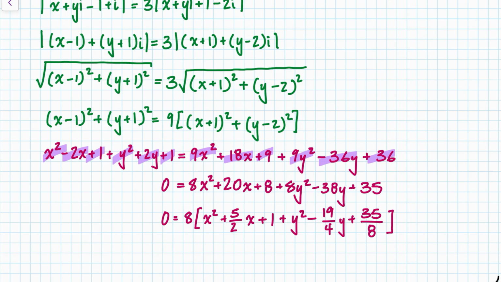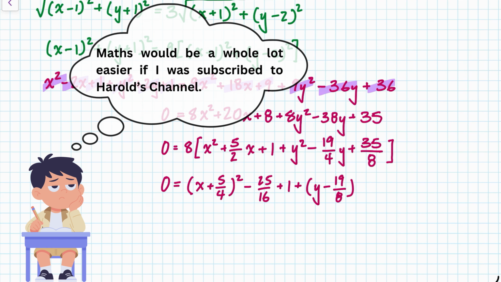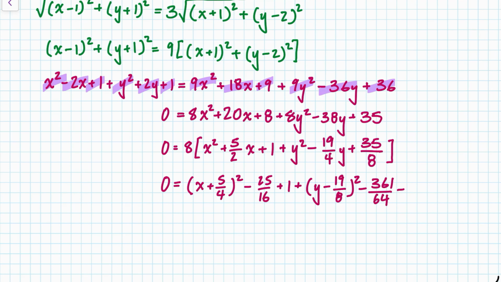And then we're going to start to complete the square on both the x and the y terms. So from here I'm going to have 0 is equal to x plus 5 over 4 all squared minus 25 over 16 plus 1, plus y minus 19 over 8 squared minus 361 over 64 plus 35 on 8.